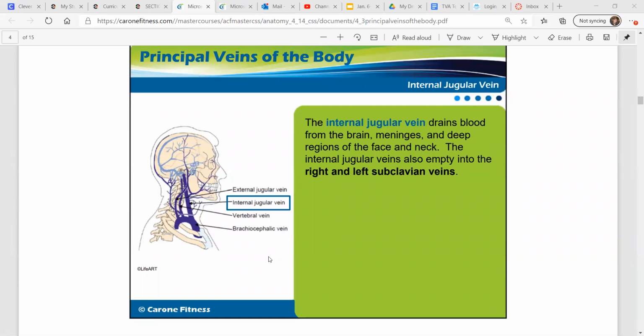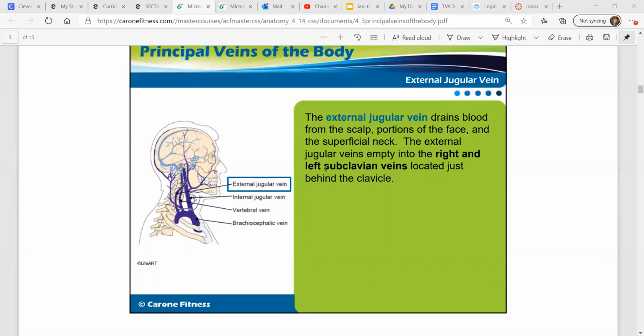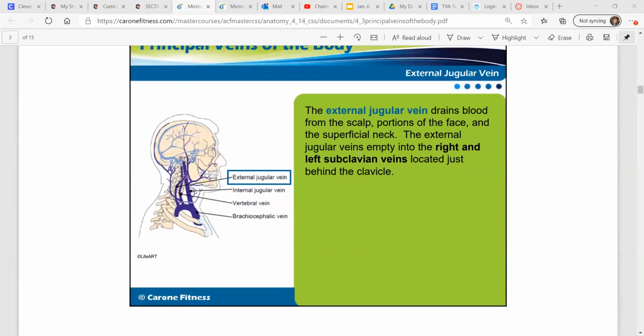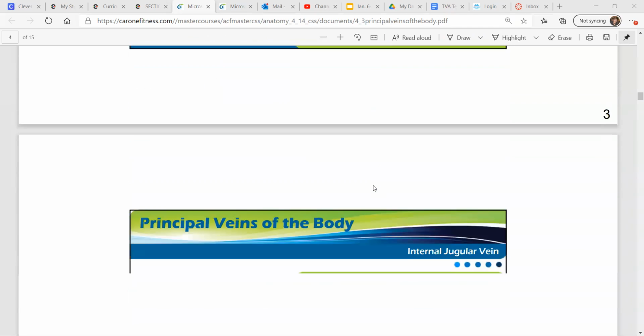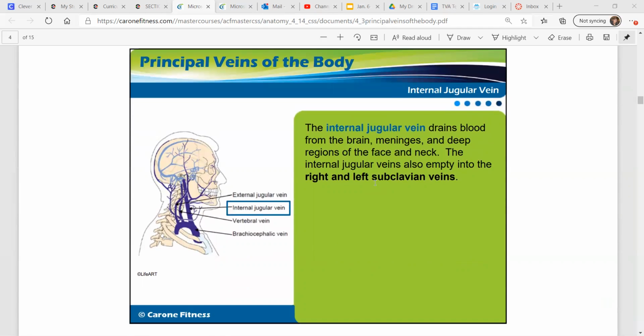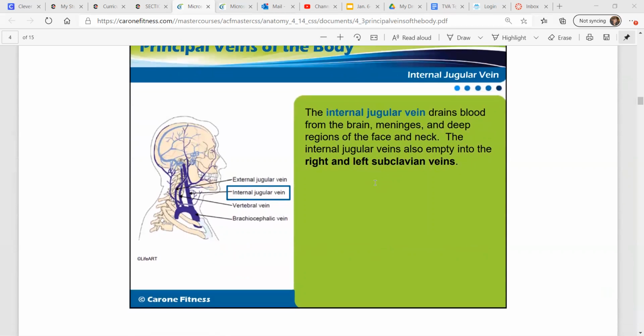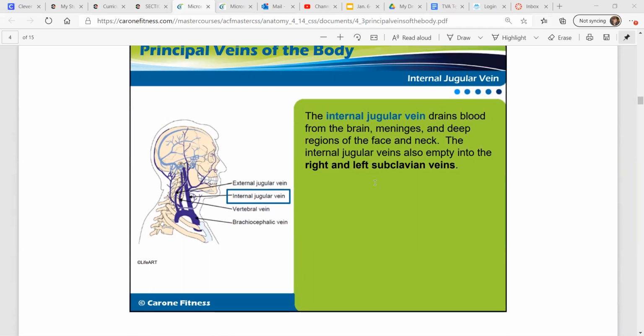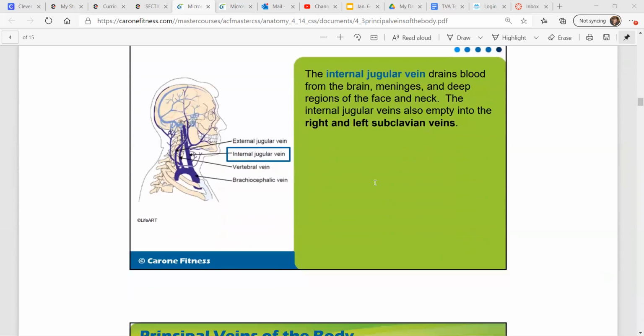And the internal jugular vein drains blood from the brain, meninges, and deeper regions of your face and neck. So the external one dealt with more surface level. This one's dealing with deeper regions of your faces and necks. And that internal jugular vein also empties into the right and left subclavian veins.